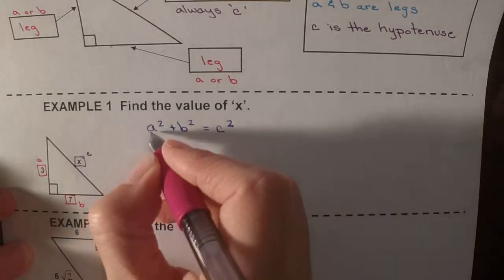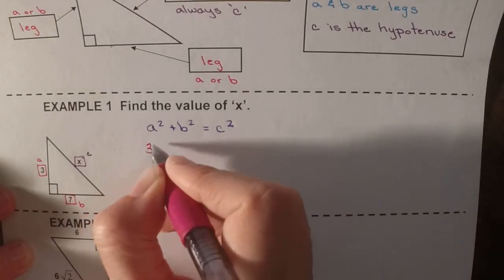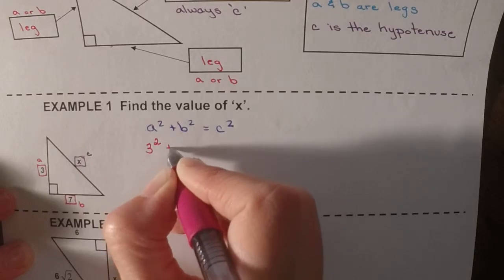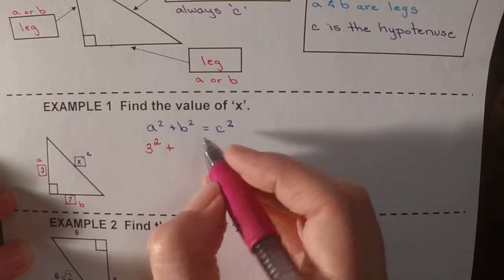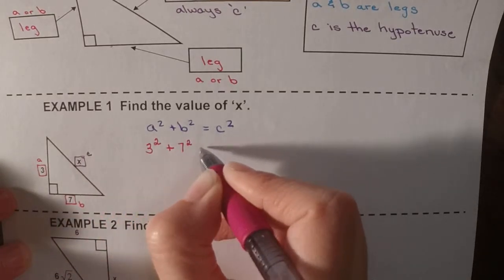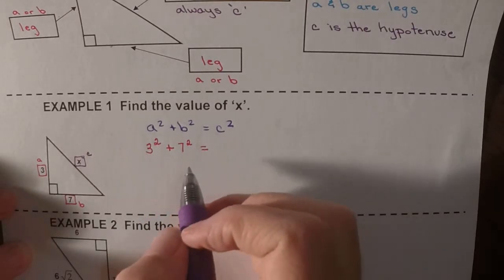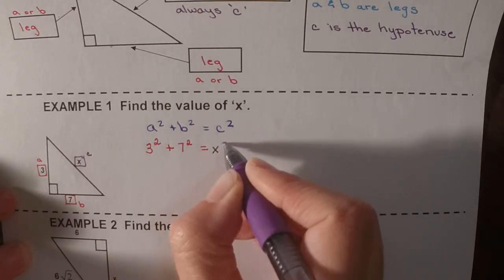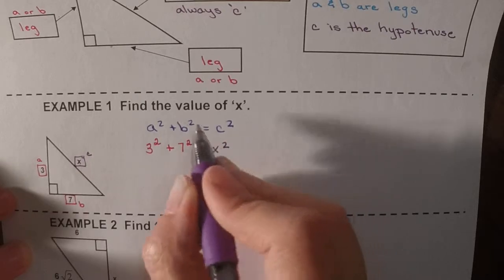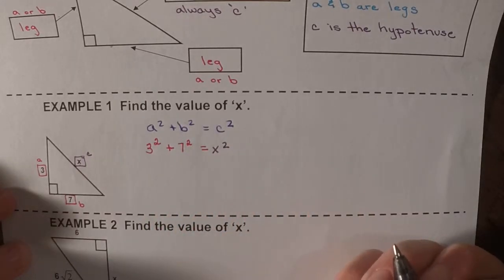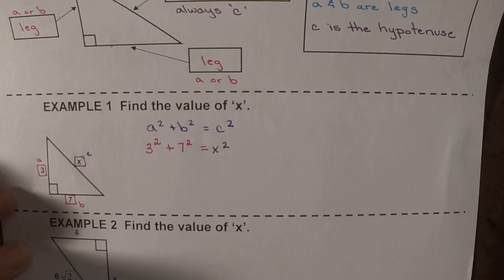So when I set this up, my a squared would be 3 squared. Then I put plus, my b squared would be 7 squared. And then my c squared would just be x squared, because that's what I'm looking for. So find the value of x. So now we would just go through and work the problem.